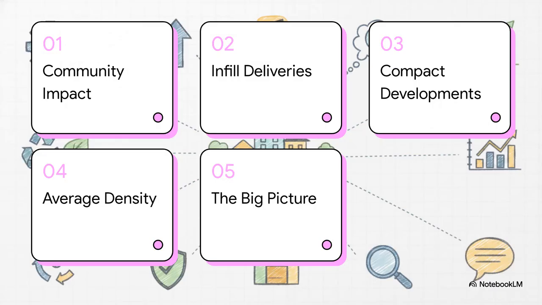Here's our roadmap for today's explainer. First, measuring community impact. Second, tracking infill deliveries. Third, defining compact developments. Fourth, calculating average density. And finally, fifth, the big picture.